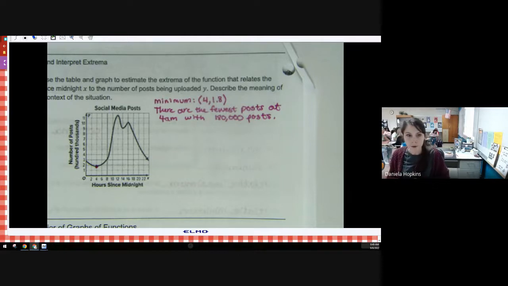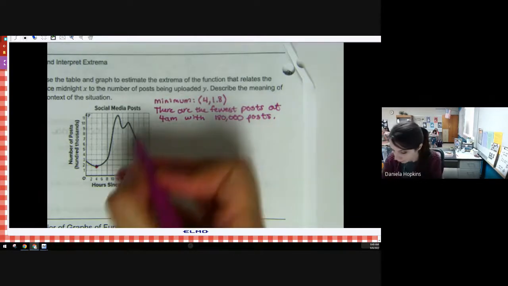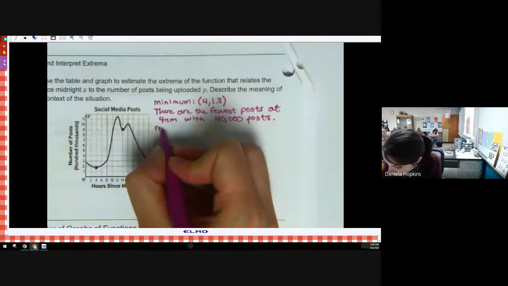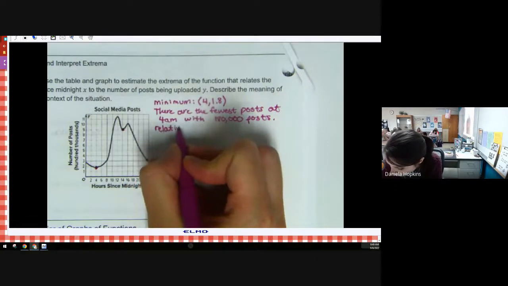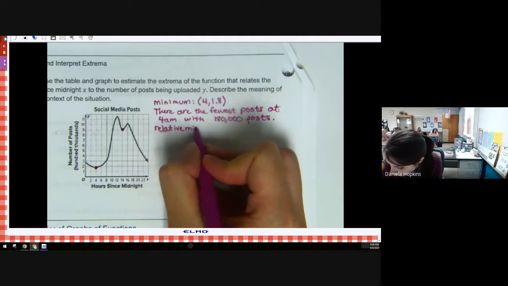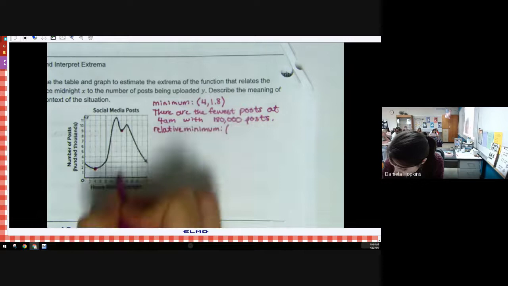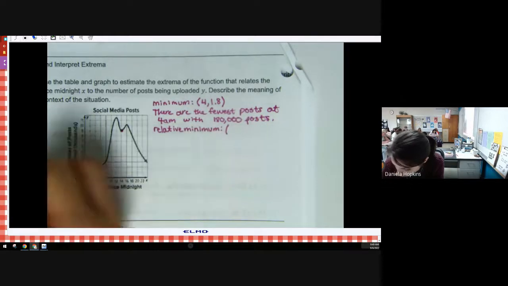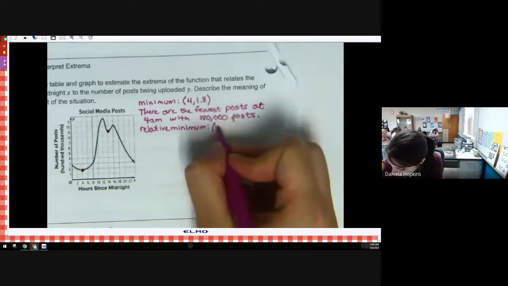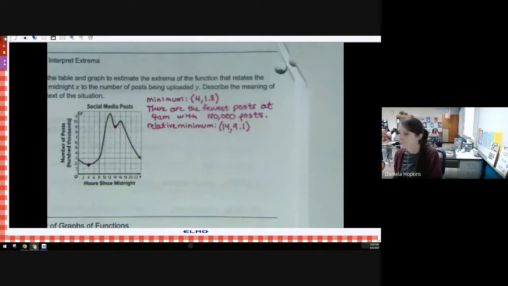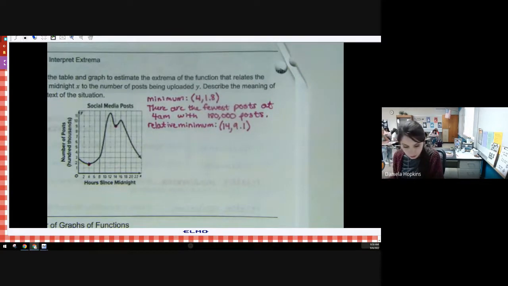But we have another relative minimum. You can see there's another dip during the day. So our relative minimum, if you look at the X value there, that's happening at 14. So 14, 9.1 according to the table. So 14 hours after midnight, excuse me.